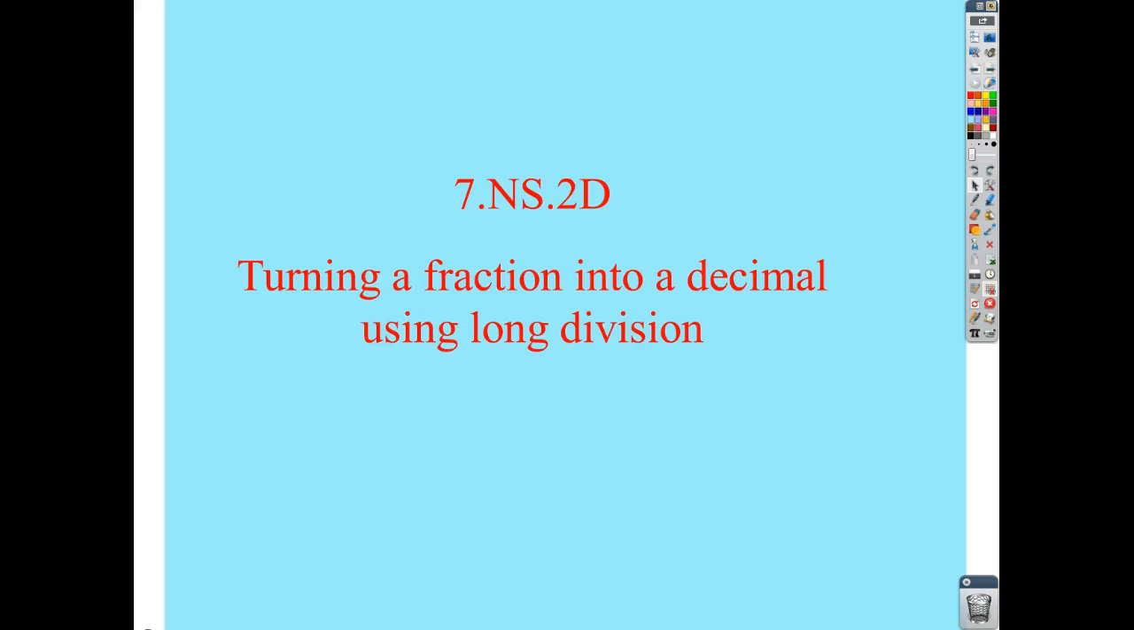Oh, look, it's everyone's favorite: turning a fraction into a decimal using long division. Come on, you know you love it. Go ahead, have a seat. Stop cheering. All right, finish your little dance.